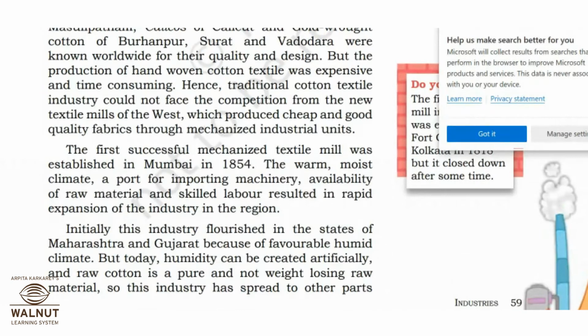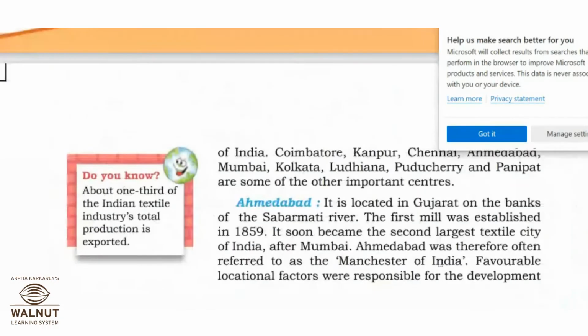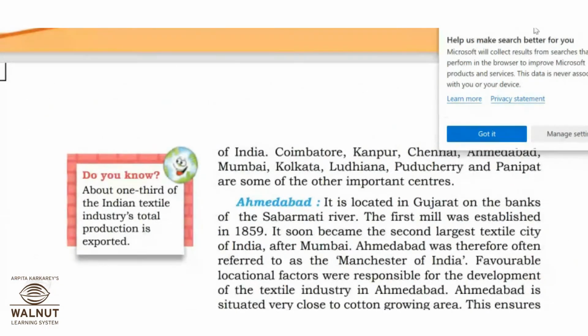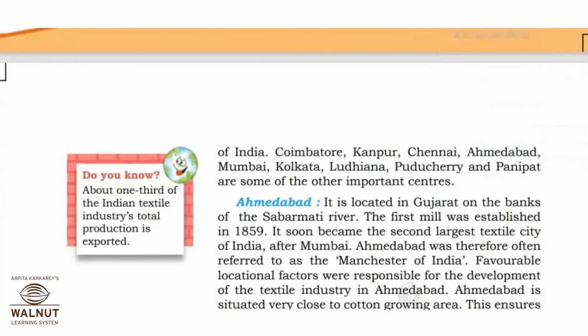Initially, this industry flourished in the states of Maharashtra and Gujarat because of the favorable humid climate. But humidity can be created artificially, and raw cotton is pure and not weight losing, so this industry has spread to other parts of India. Coimbatore, Kanpur, Chennai, Ahmedabad, Mumbai, Kolkata, Ludhiana, Pondicherry, and Panipat are some of the other important centers.